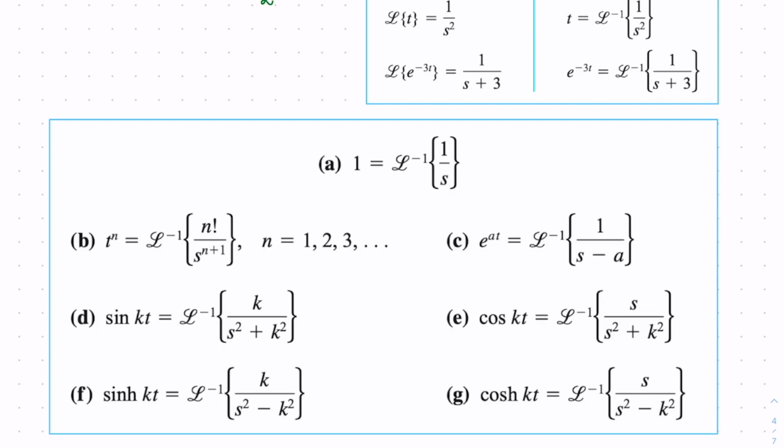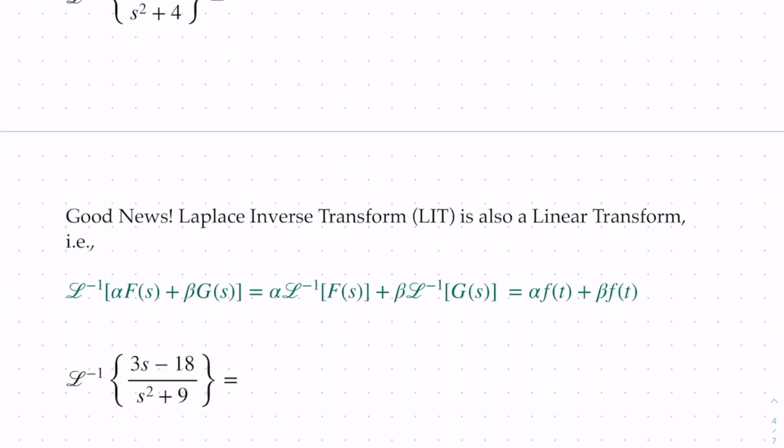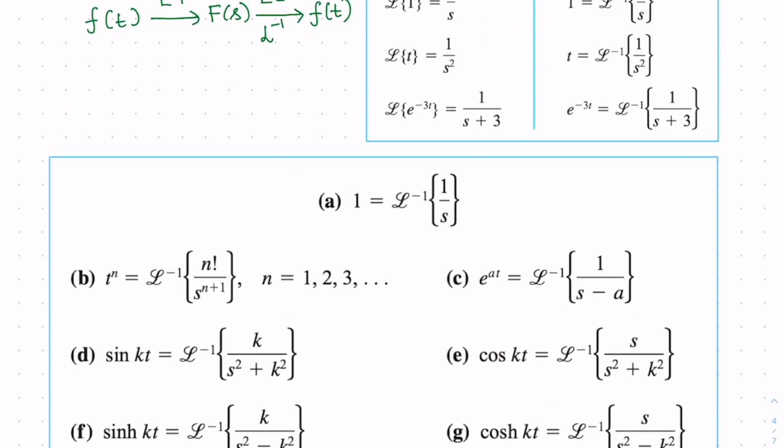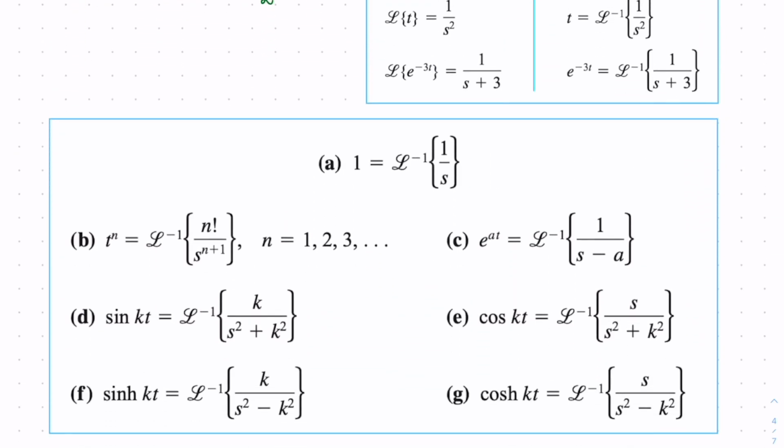The good news with this one is that this is also a linear transformation, so a lot of things would work for us nicely. We'll talk about linear transformation in a moment. But for our purposes, what is the Laplace inverse of 2 over s cubed? We know it looks like 2 factorial over s to the 2 plus 1. So when I do the reverse, my n is going to be 2. So the answer is simply t squared, and that's okay.